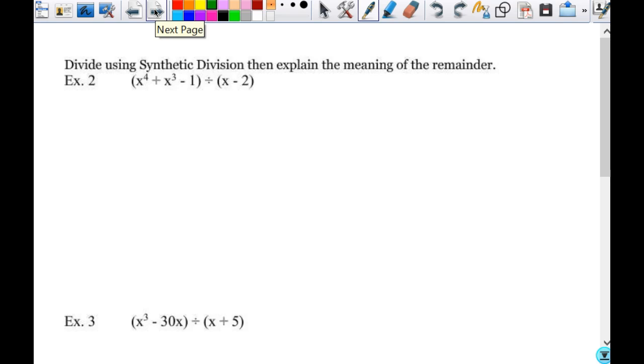So, same directions. And let's do this one together. So, what do I put in my little box? 2. Then I have to write down, now am I going to have to put any placeholders in here? Yes. For x to the 4th, it is 1. For x cubed, it is 1. For x squared, I put 0. For x, I put 0. And then I have a negative 1. So whatever the degree is, you should have one more number here. So I have 1, 2, 3, 4, 5 because my degree is 4. So that way you can make sure you have other placeholders.